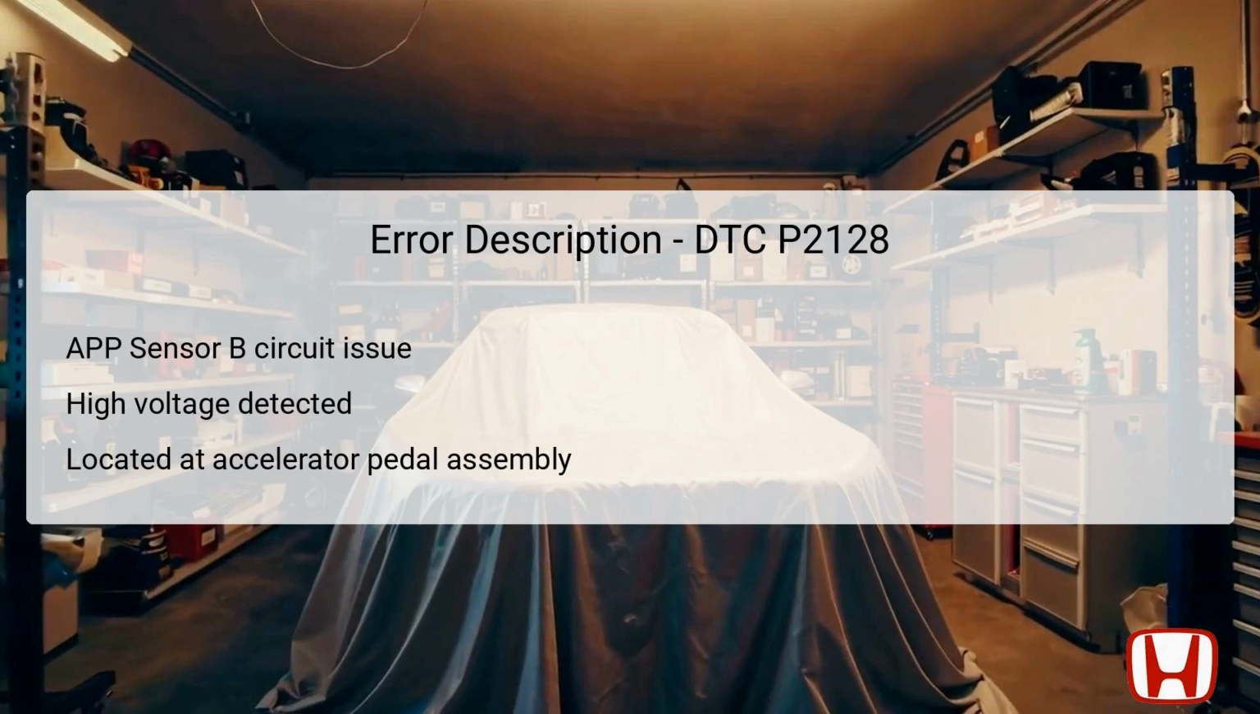If the voltage output from this sensor surpasses a predetermined threshold, the PCM identifies this as an error and triggers the DTC. It represents an abnormal situation, typically caused by electrical issues such as faulty wiring, poor connections, or a malfunctioning sensor. Understanding this location and operation is vital for troubleshooting, as any intervention must be made at the accelerator pedal assembly or in the associated wiring.